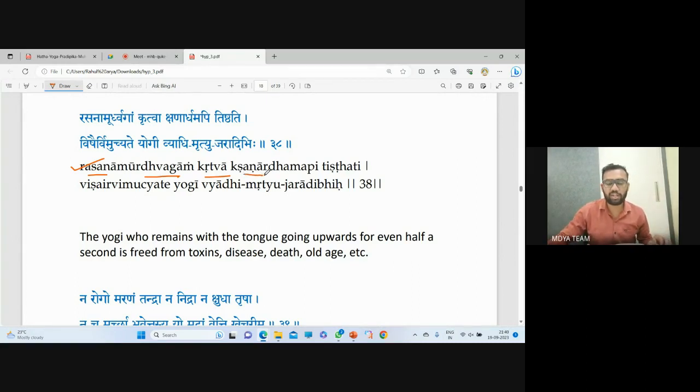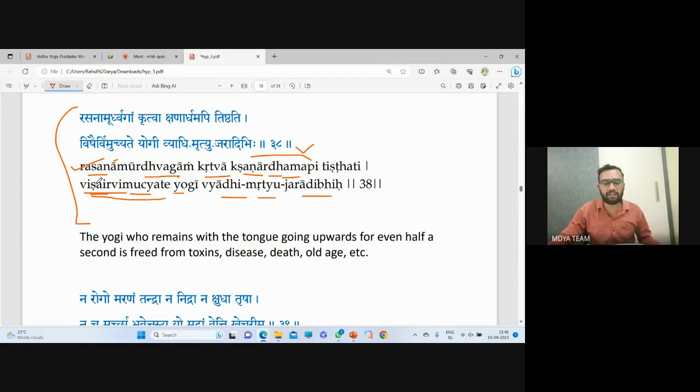Then Kshanardham. Kshanardham means even half a second. For half a second, the tongue entering this region, in that case also, we will get these kinds of taste. And only for half a second practice of Khechari Mudra, we will be free from toxins, mainly poisons. That is, Visha Muchyate Yogi Vyadhi Mrityu Jaradibhi. Only half a second practice.